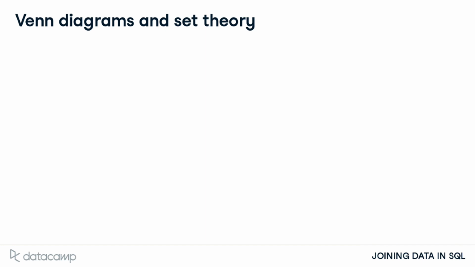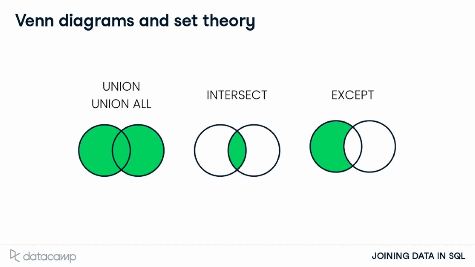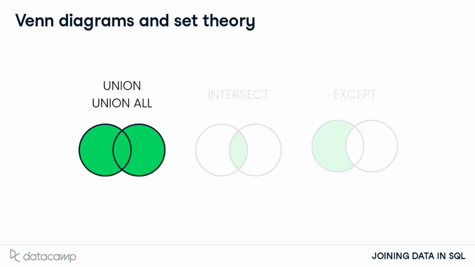SQL has three main set operations: union, intersect, and except. The Venn diagrams shown visualize the differences between them. We can think of each circle as representing a table. The green parts represent what is included after the set operation is performed on each pair of tables.